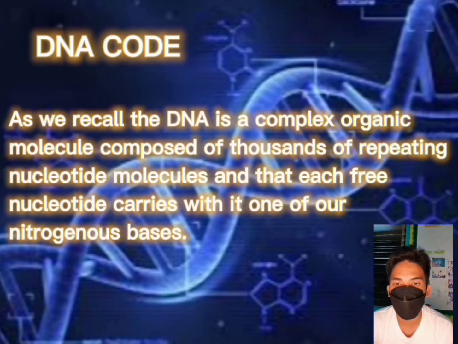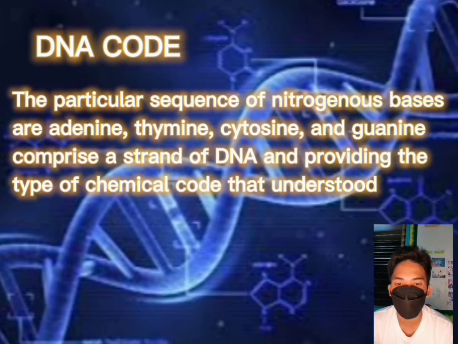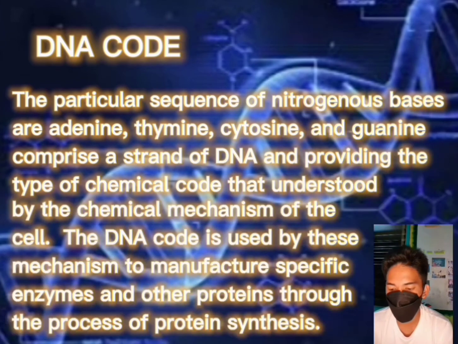As we recall, DNA is a complex organic molecule composed of thousands of repeating nucleotide molecules, and each nucleotide molecule carries one nitrogenous base. The particular sequence of nitrogenous bases, adenine, thymine, cytosine, and guanine, comprise a strand of DNA and provide the type of chemical code that is understood by the chemical machinery of the cell.